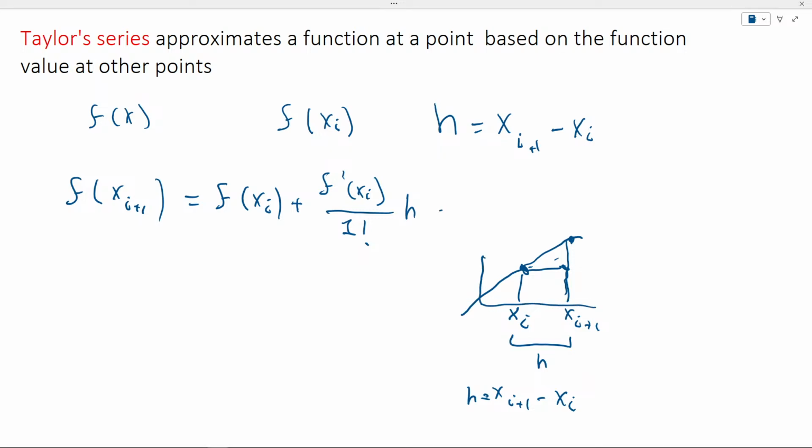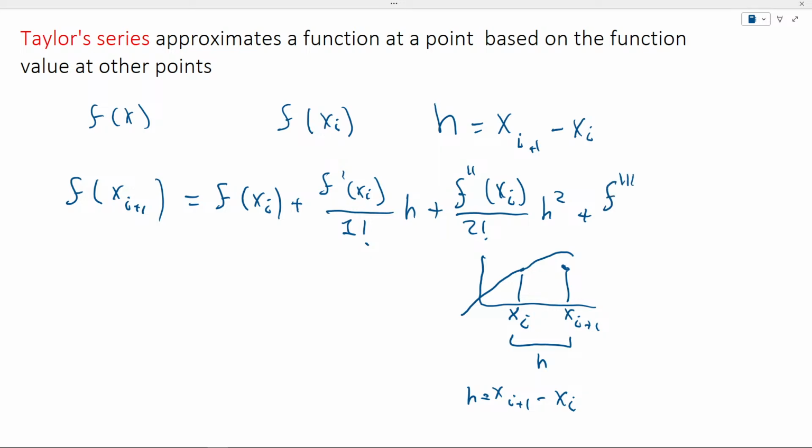Yeah, I can increase my series. I can say that this is the second derivative over 2 factorial times h squared. So what did I do here? I didn't add just the slope, I added some kind of curvature. This is not just a straight line. Remember, the first derivative is slope, the second derivative is curvature, and the third derivative would be like a twisting or something like this.